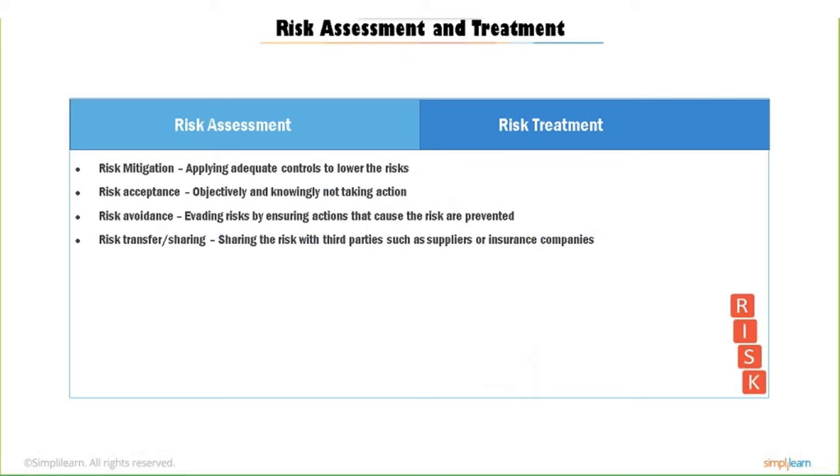Then comes risk avoidance. Risk avoidance means evading risk by preventing the actions that cause the risk. I've given you two examples. One is, suppose you are planning to implement remote access VPN for employees. When you did the risk assessment of that, you find out that this can happen and this can infect my network with the system, there are many other risks associated with it. What you do, you simply discard that thing. I simply say, okay, I'm not providing any remote access VPN for my employees. They need to come to the office for the work. So that is your risk avoidance.